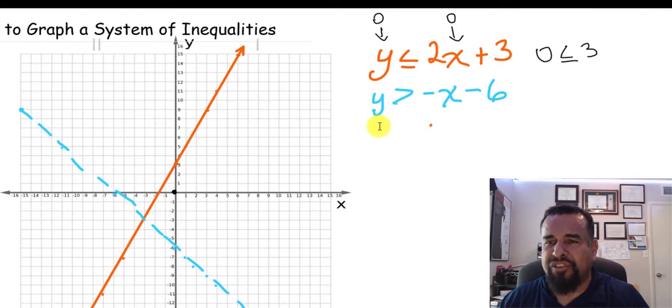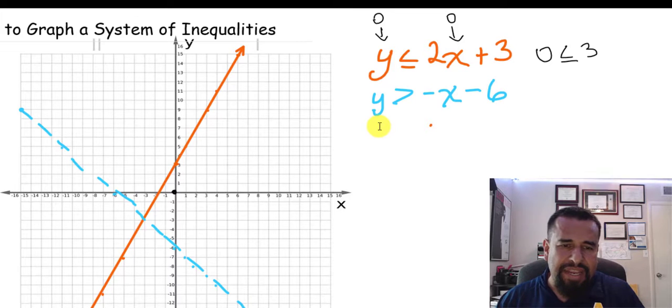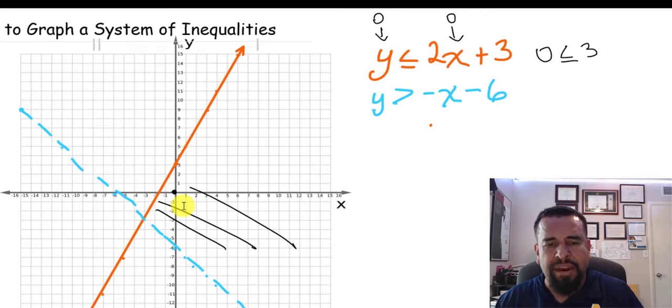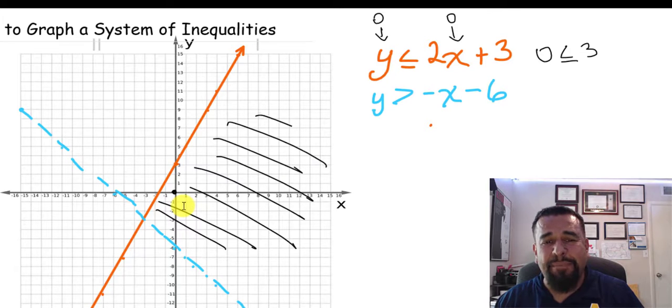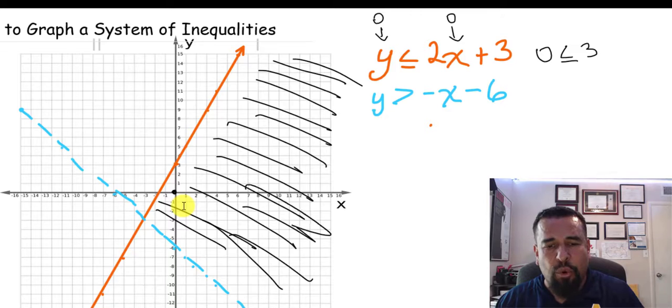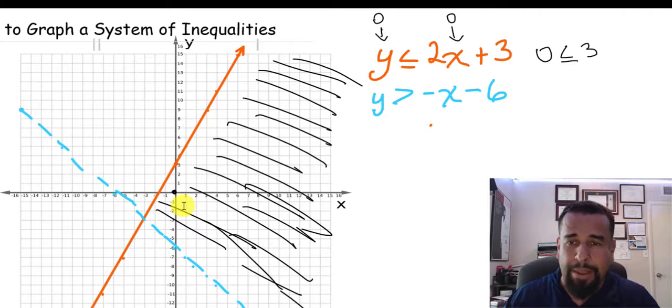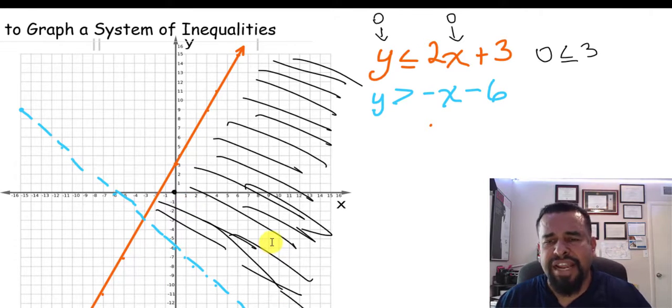Because that statement is true, then that means that right here on the side where my origin is, I'm going to shade all that area. So all this area gets shaded. Why? Because that means that all of these are values that make my inequality true. That's what that means. Let's do the second one.